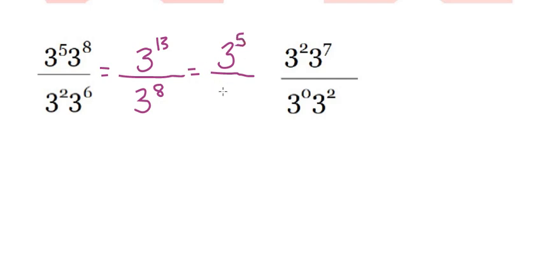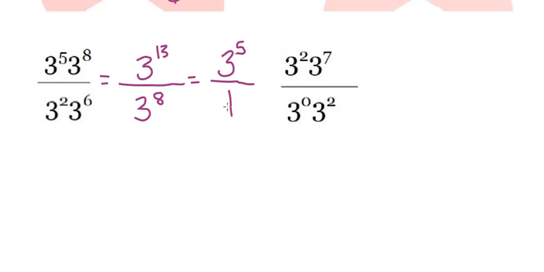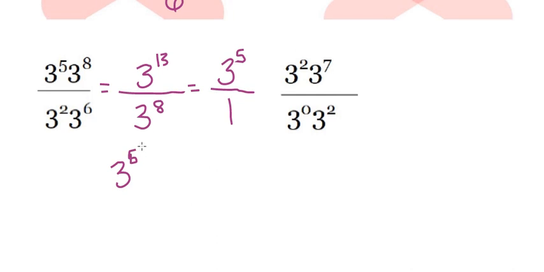And then this piece here just becomes 1 because it simplified into the top. So when I have 3 to the power of 5 over 1, I don't need to keep that 1 in the denominator because when you divide by 1, you get what you started with. So your final answer here would be 3 to the power of 5.